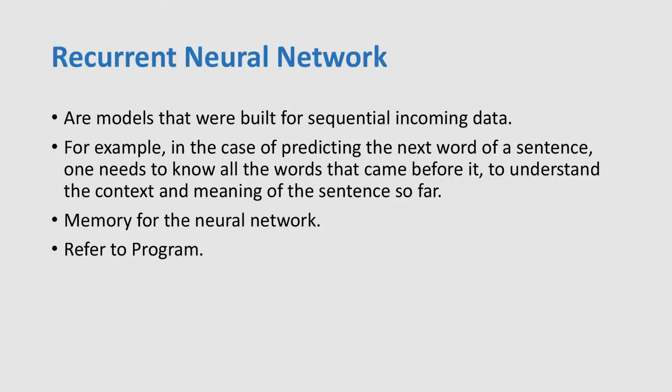In my project, I'll be trying to implement recurrent neural networks also. Basically, recurrent neural networks is for sequential incoming data. That is, for example, if you are trying to predict the next word of a sentence, then one needs to understand all the words that came before it to actually come to a conclusion or to arrive at a guess. This provides a memory for the neural network.